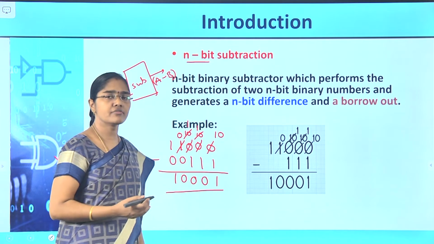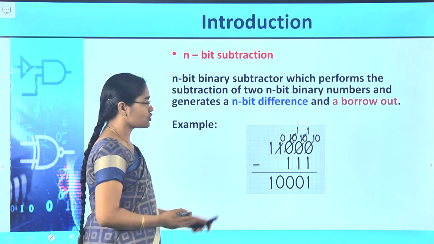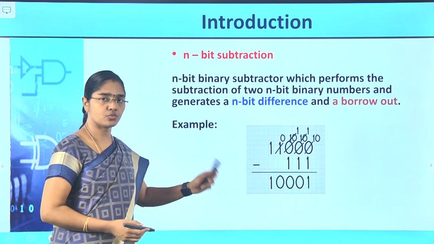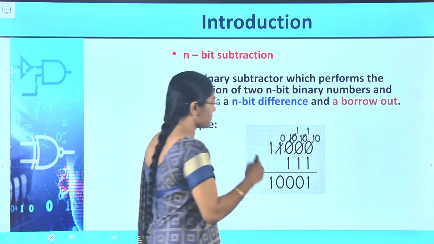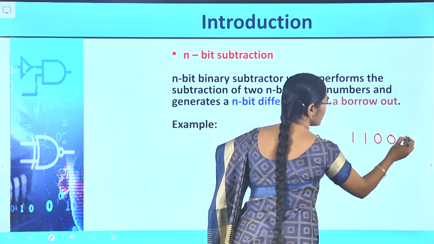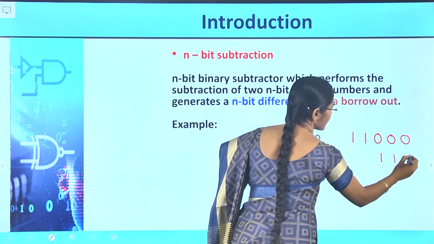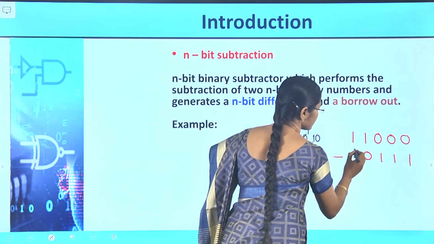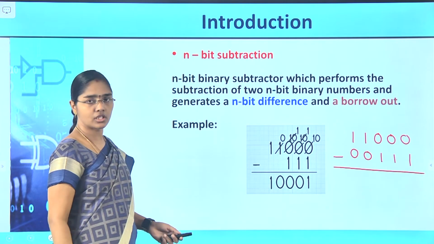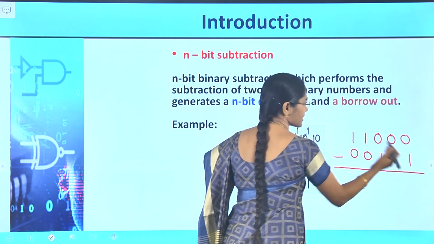Otherwise, just now we have seen the single bit subtraction rules. Let's do the subtraction operation using our 1 bit binary subtraction rules. The two numbers are 11100 minus 111. So let us take 0 0 also to make the number of bits of both equal. Now follow the rules of single bit subtraction.